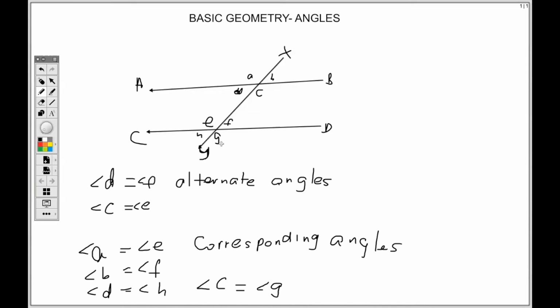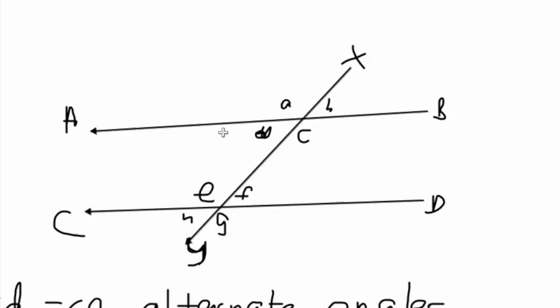Now, we also have exterior and interior angles. So D, C, E, and F are called the interior angles, while A, B, H, and G are called the exterior angles. Let's look at an activity.